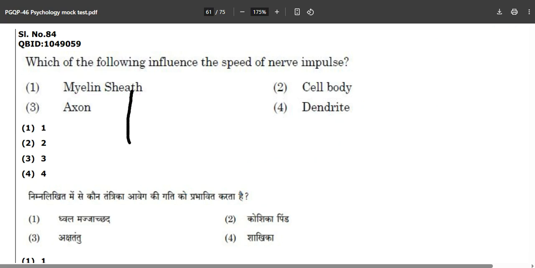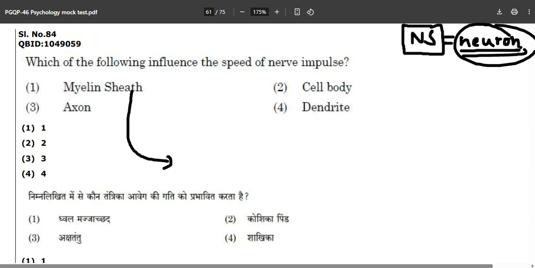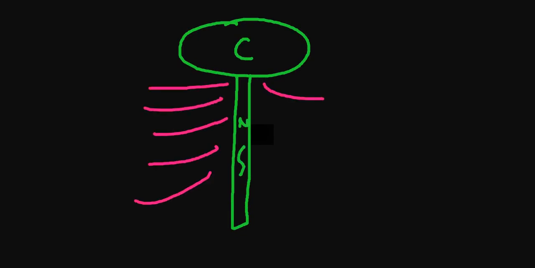Now, interestingly, there are two types of formation. First of all, if we talk about the nervous system, what is the basic building block of matter? It is the neuron. There are billions, trillions, millions of neurons in our body under the head of the nervous system, and the nervous system is divided into two parts. The first one is this green one, called the CNS, and all the rest is the PNS, and this is your body.